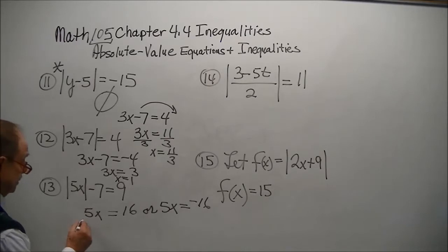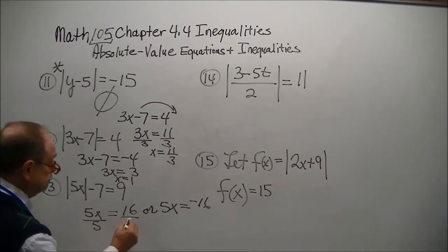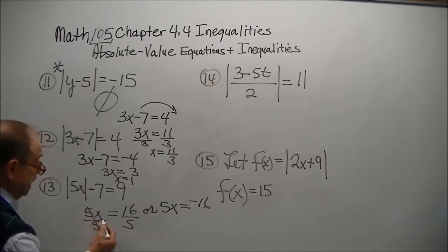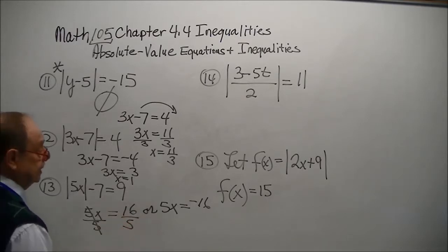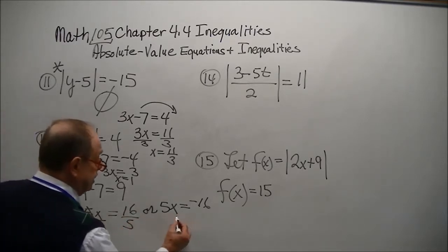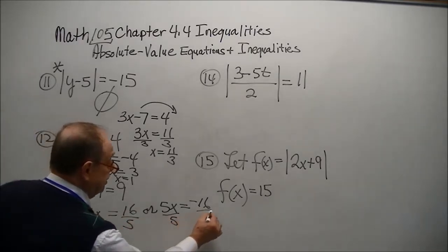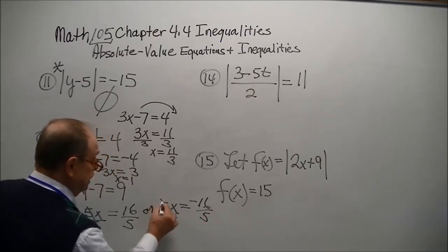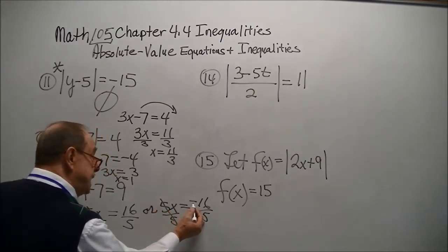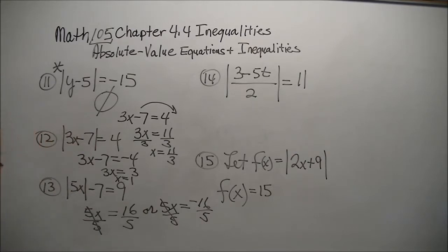Then we just divide both sides by 5. X equals 16/5. And here, divide both sides by 5. X equals a negative 16/5. And that would be our answer set.